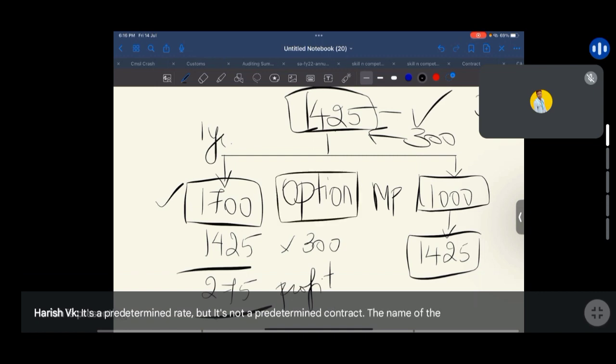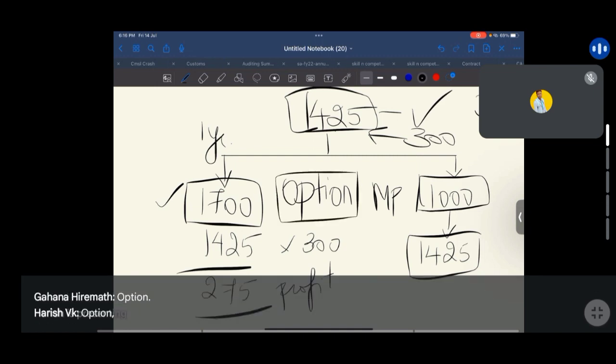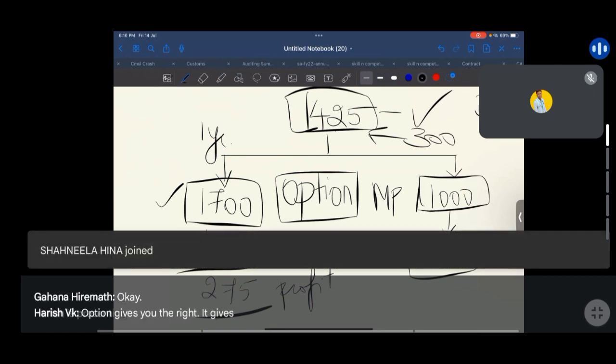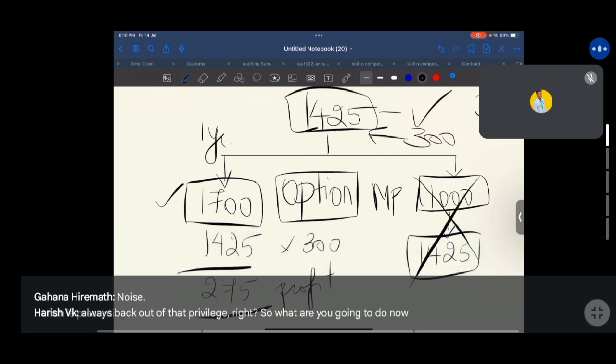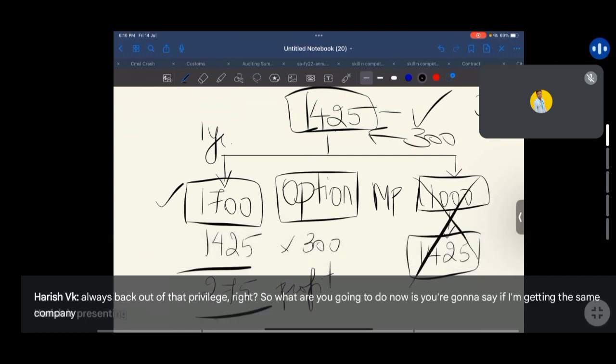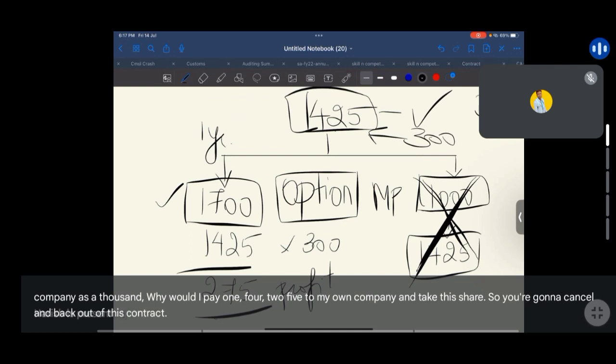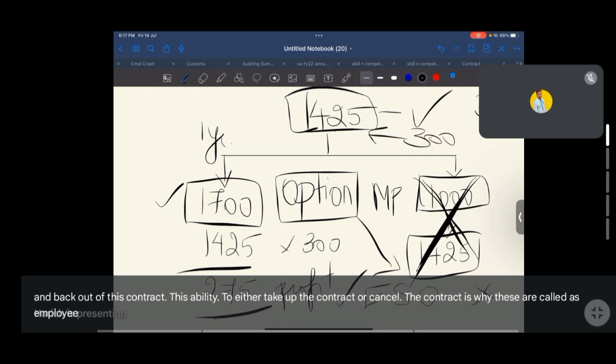The name of the contract is Option. What does the word option mean? Option gives you the right, a choice, gives you a privilege, but you can always back out of that privilege, right? So what you are going to do now is you're going to say, if I'm getting the same company shares at 1,000, why would I pay 1425 to my own company and take these shares? So you're going to cancel and back out of this contract. This ability to either take up the contract or cancel the contract is why these are called employee stock option plan. Is this clear?